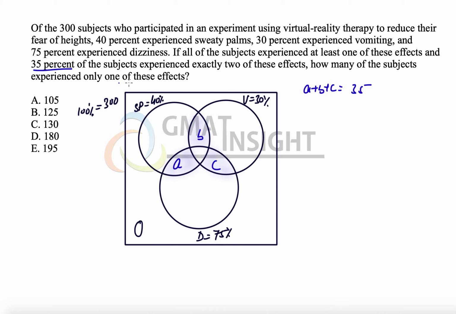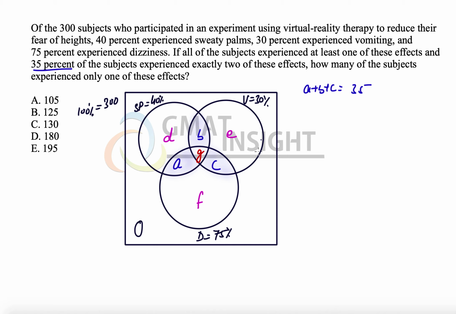How many of the subjects experienced only one of these effects? If the two-effect regions are A, B, C, let's call the single-effect regions D, E, F, and then in between we can say G, which is people who have all the three symptoms. Now we need to answer this question. Let's quickly see how we proceed. A plus B plus C is equal to 35, right? And the total is 100, which we already know.